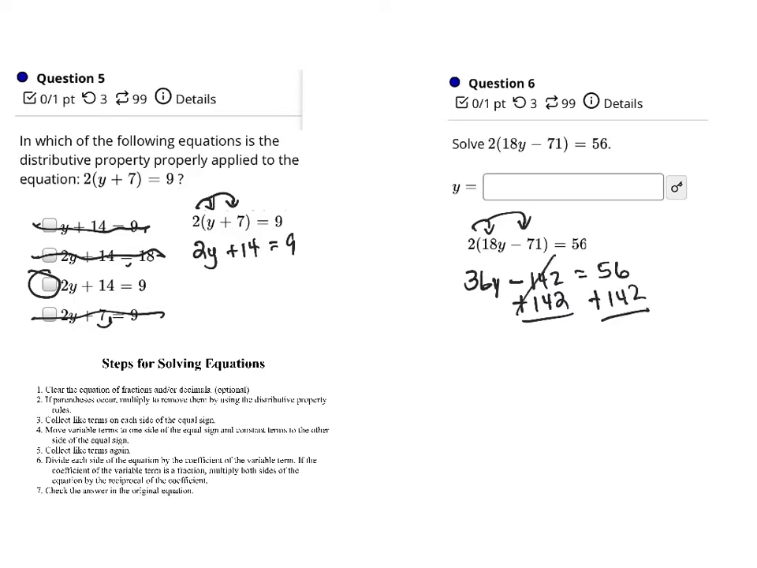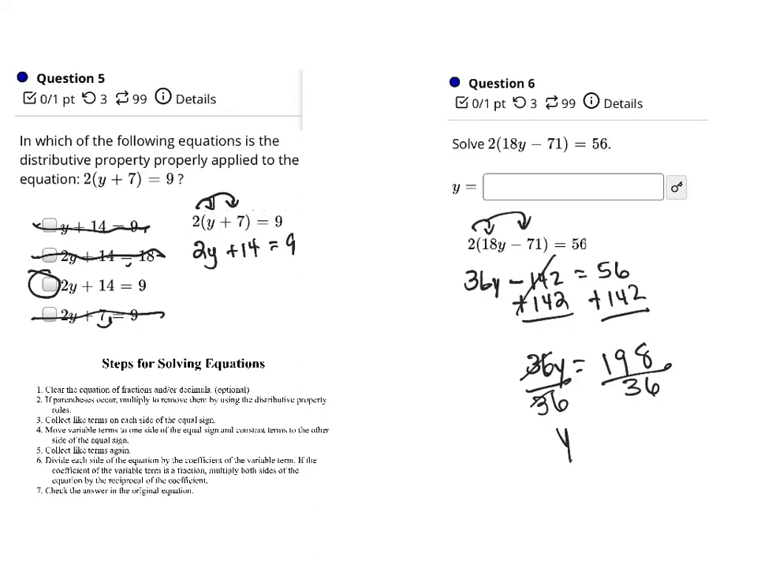This right here makes that go away and leaves us 36y. Right here, 56 plus 142, that is going to be 198. Double check the math. And then we're going to do our last step. This is 36 times y. The opposite of multiplying is divide. And you have to divide both sides by the same thing, just like you had to add the same number to both sides. These cancel, which leaves us a 1.